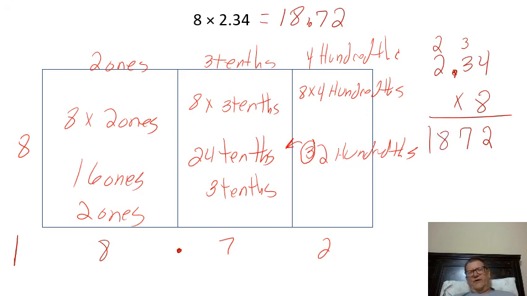Now comes, where do I put that decimal? Well, the easiest way to find this is I'm going to round this 2 and 34 hundredths to a whole number. Is that closer to 2 or 3? You should say 2. So 2 times 8 equals 16. So I know the most reasonable place to put the decimal would be here to make it close to 16.